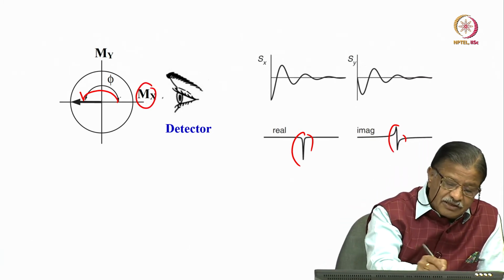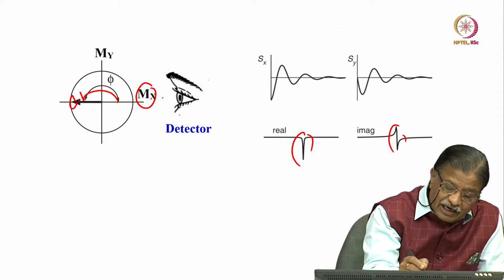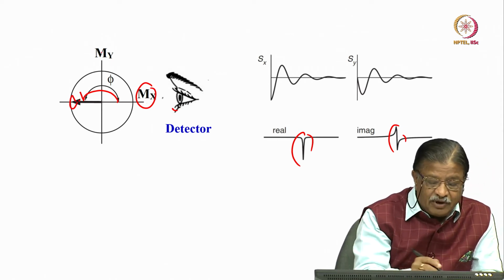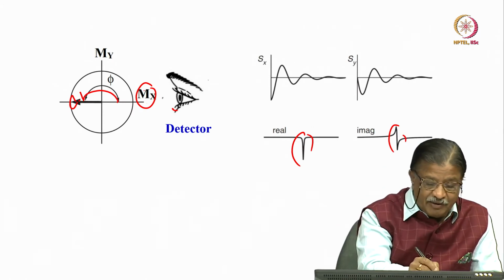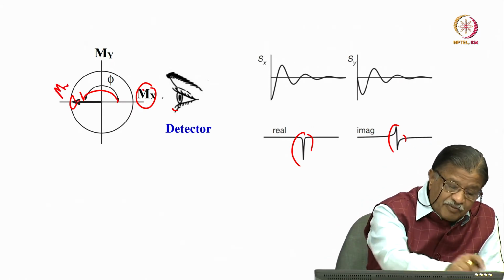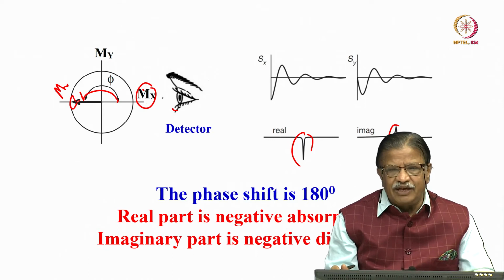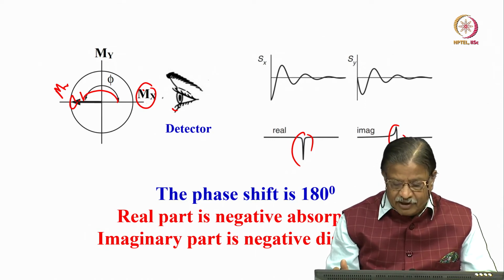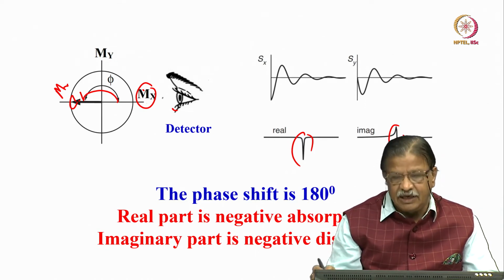Now, once the Mx signal is here and I am detecting the signal here, what you are going to get is negative dispersion. In fact, Mx I should put here because it has already moved here. Okay. So, the phase shift is 180 degrees. So, the real part is negative absorption and the imaginary part is negative dispersion.